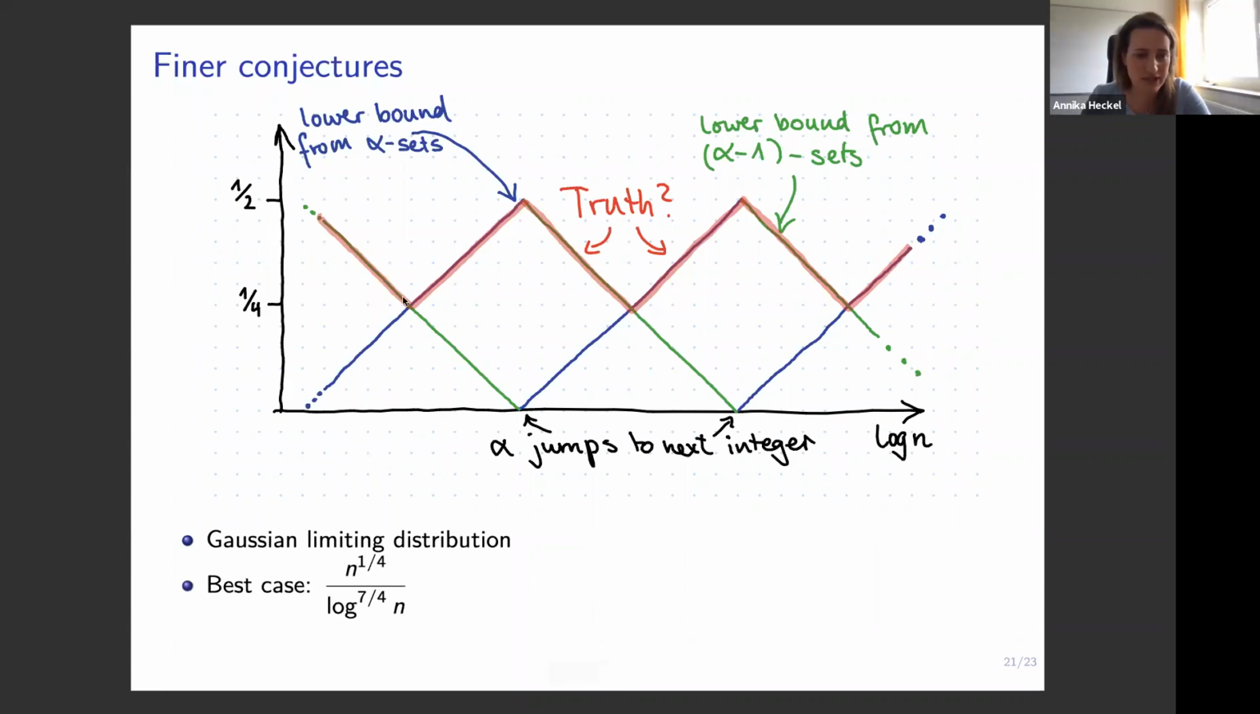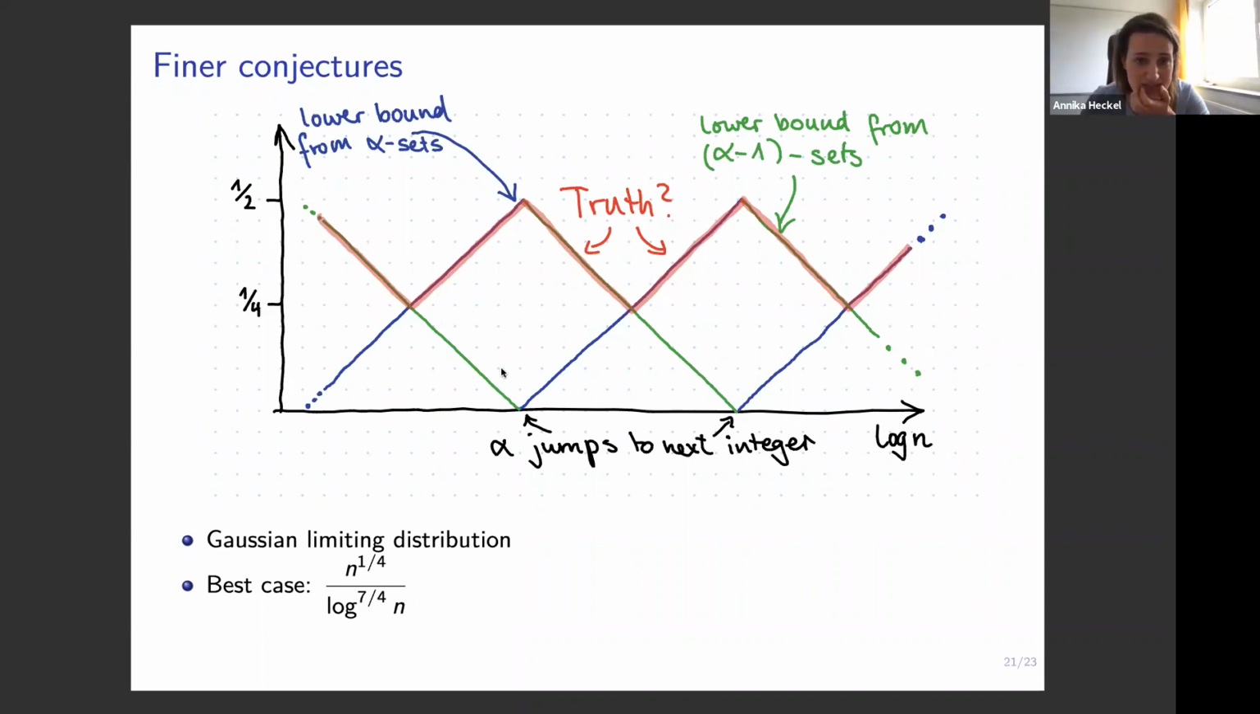We also thought about what happens in the best case and in the worst case, so kind of where these lines intersect. So in the best case, the concentration, we think it's n to the 1/4 over log to the 7/4. So this is maybe a weird log factor here. There's not much to this. This is just where these lines intersect if you work out what the exact log factors of the lines are.